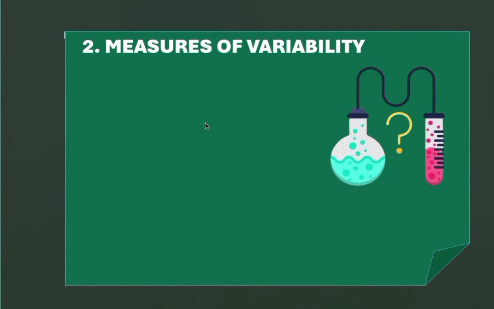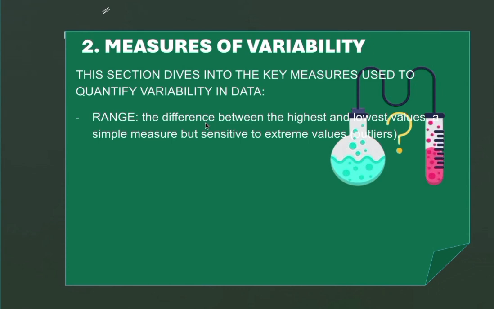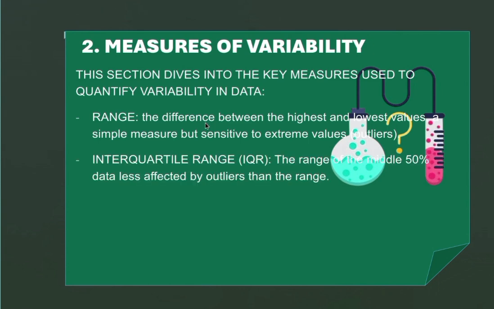Second, measures of variability. This section dives into the key measures used to quantify variability in data. Range: the difference between the highest and lowest value, a simple measure but sensitive to extreme values or outliers. Interquartile range, or IQR: the range of the middle 50% of data, less affected by outliers than the range.